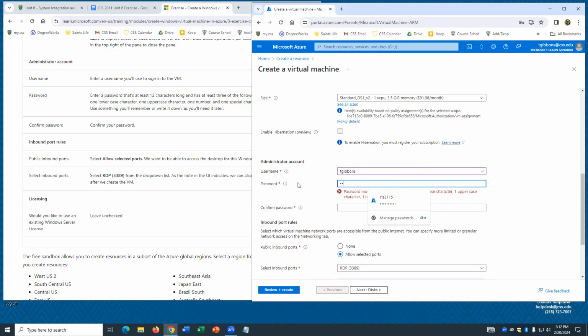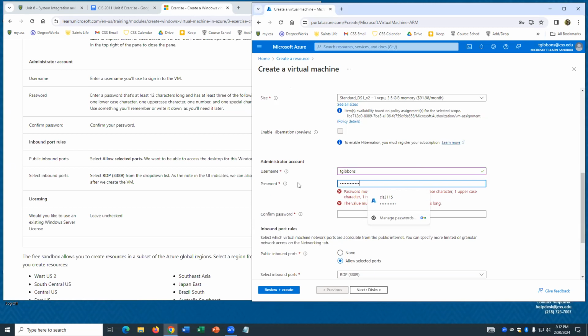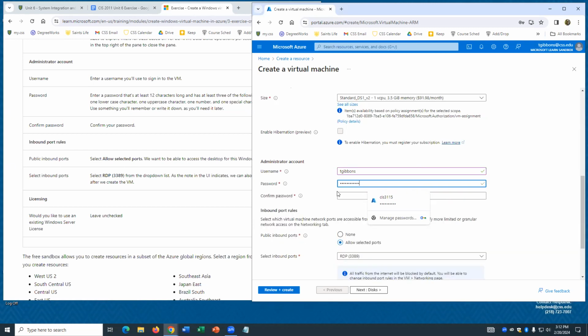I guess I need a... So pick a password that you can remember. And you just have to remember it for a few minutes, so just note it down somewhere. And you'll have to type it in twice.